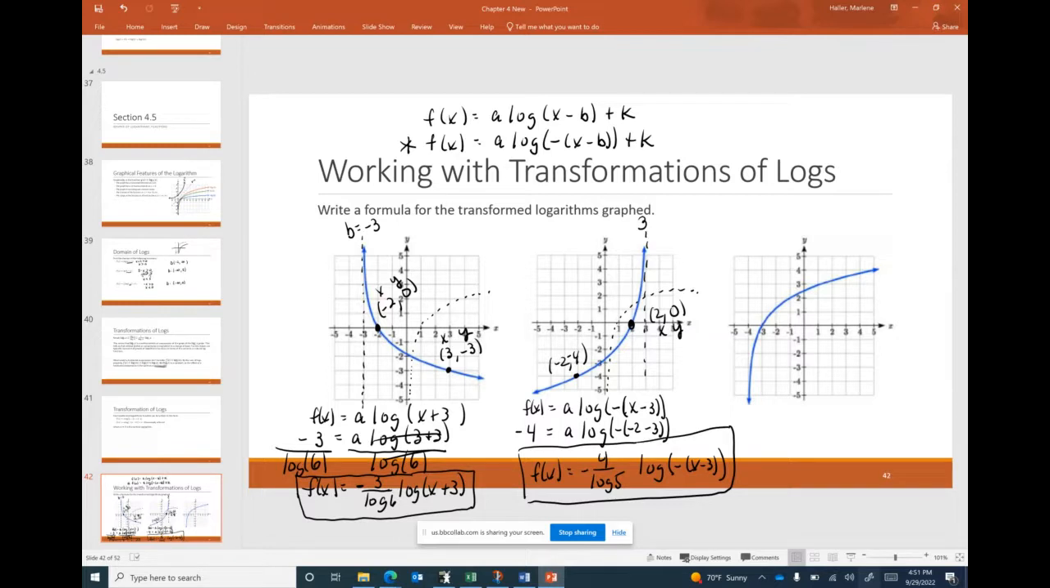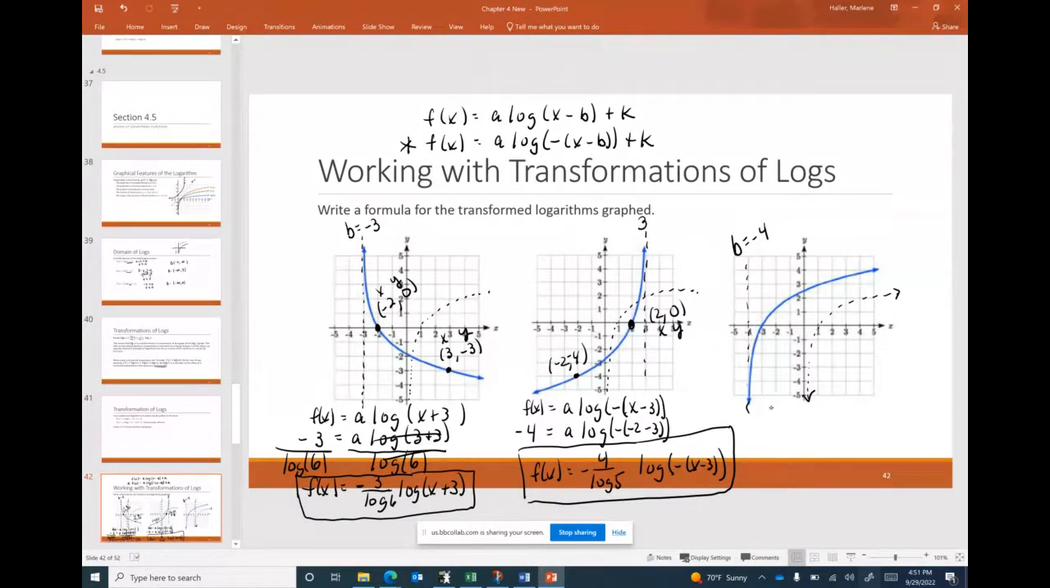Okay, let's try one more. Well, it looks like we don't have any reflections going on. That's nice. We just have a shift left. Isn't that what that looks like? And it looks like the asymptote shifted over to here. So our b is negative 4. The reflections, they always get me, but this is not going to be too bad, is it?